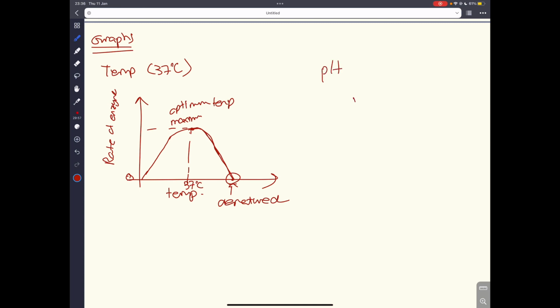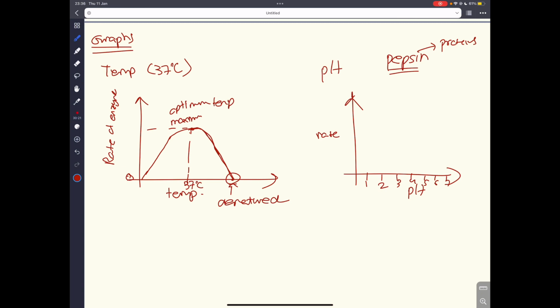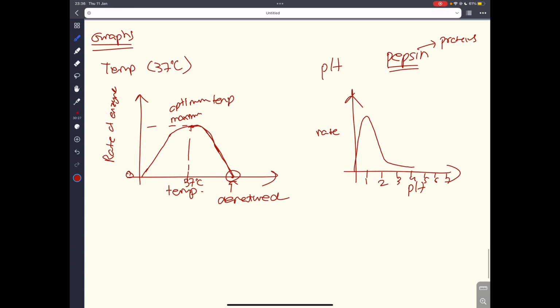The same goes for pH as well. Now pH actually varies when you draw it out, right? This is the pH, so there could be 1, 2, 3, 4, 5, 6, 7. Now, for the stomach enzyme pepsin, which is a protease that breaks down protein, the rate will actually be higher at pH 1, and that will go down when it is not at that pH.